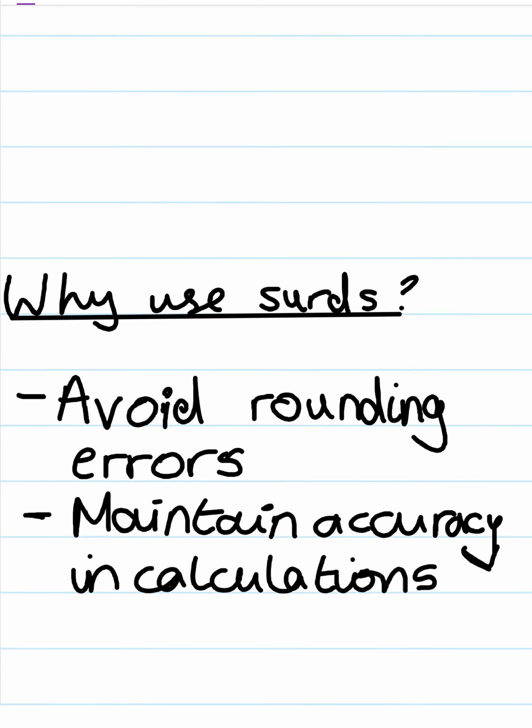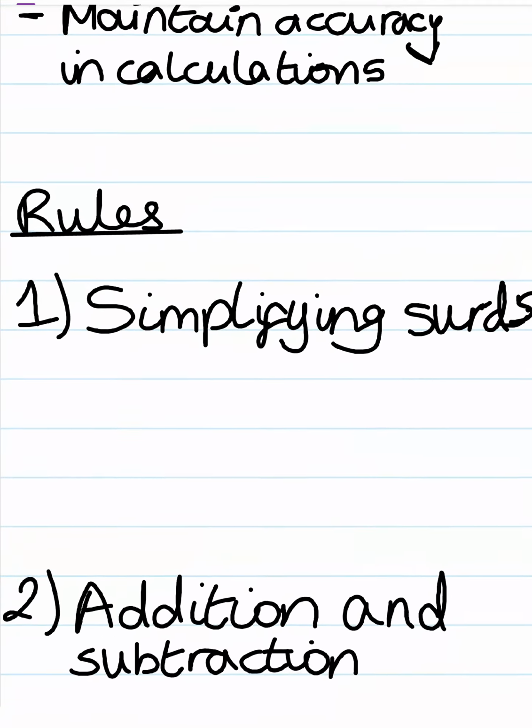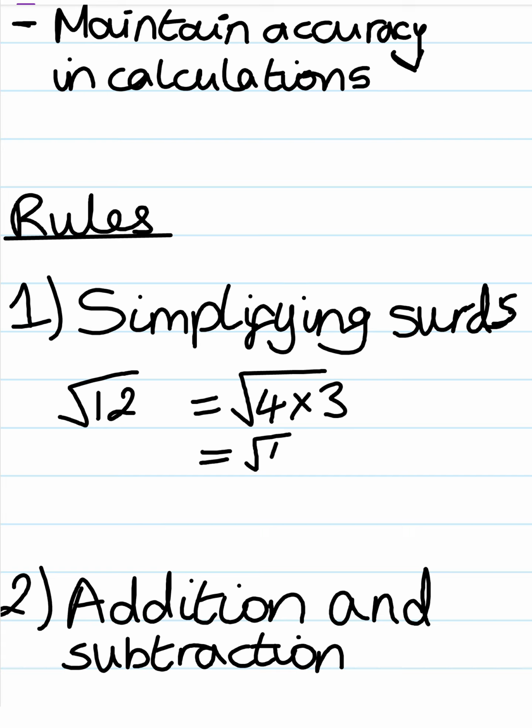Now, before we jump into the examples, let's take a look at the main surd rules you'll use again and again. The first one is simplifying surds. And the way you do this is by breaking down a number into its factors and looking for perfect squares. For example, if we wanted to simplify the square root of 12, we could write this as the square root of 4 times 3, which is the same as the square root of 4 times the square root of 3. As we saw before, the square root of 4 is 2, and so this simplifies to 2 root 3. Note, 3 is not a square number, so it cannot be simplified, which is why we leave it in its surd form.